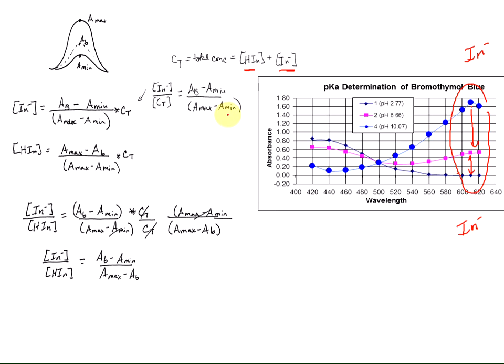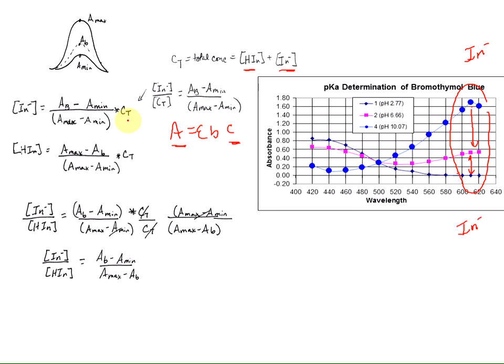And this is due to the fact that we can use Beer's law, so A equals EBC, that absorbance is proportional to concentration. So the ratio of the part to the whole for the concentrations will be equal to the ratio of the part of the absorbance to the whole absorbance. So that's how we're using the absorbances to get our ratios of our concentrations. Now for the IN minus, if I solve for my IN minus, it's going to be the IN minus equals the AB minus the AMIN over the AMAX minus the AMIN times the total concentration.